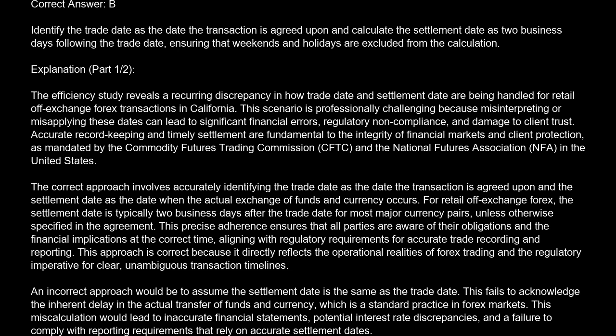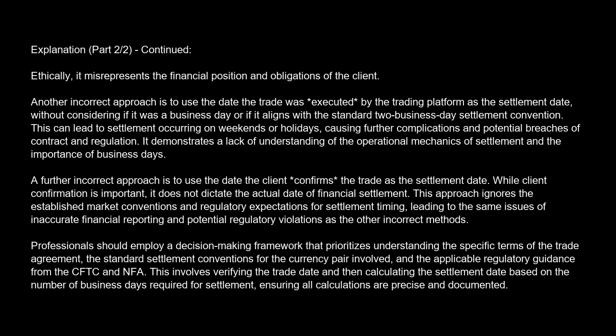unambiguous transaction timelines. An incorrect approach would be to assume the settlement date is the same as the trade date. This fails to acknowledge the inherent delay in the actual transfer of funds and currency, which is a standard practice in Forex markets. This miscalculation would lead to inaccurate financial statements, potential interest rate discrepancies, and a failure to comply with reporting requirements that rely on accurate settlement dates. Ethically, it misrepresents the financial position and obligations of the client.